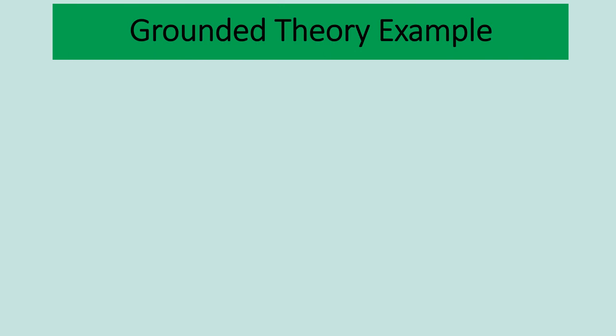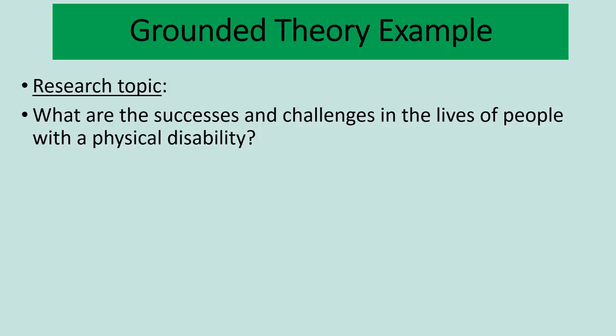A grounded theory research design might explore this topic by interviewing numerous people with a physical disability and asking them to describe successes and challenges in their lives, and also to explain the reasons and processes through which these successes and challenges occurred. These data would be used to develop a theory about why and how people with physical disabilities may experience successes and challenges.